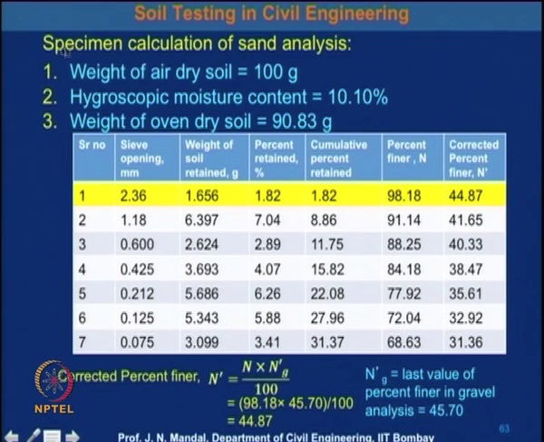This is one specimen calculation for sand analysis. Let us say the weight of the air dry soil is 100 gram, and the hygroscopic moisture content is 10.10%. So, the weight of the oven dry soil is 90.83.